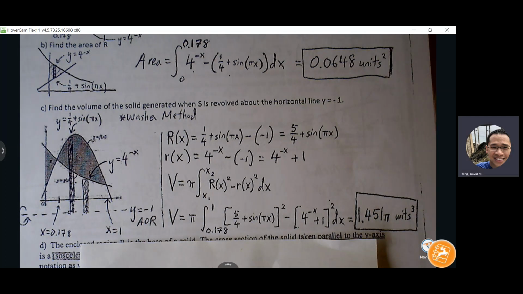All right, any questions with C? Okay, so we did area, we did volume rotated around an axis, and now part C is volume by cross section. So read the description. The problem will always tell you how to draw your base length. It's either vertical or horizontal, but the problem is always going to say it in words like parallel or perpendicular to the x or the y axis.